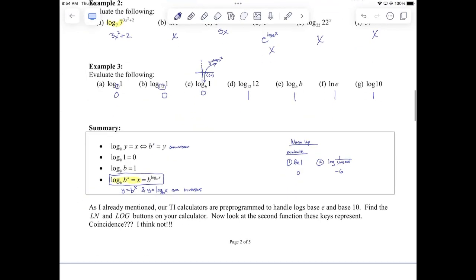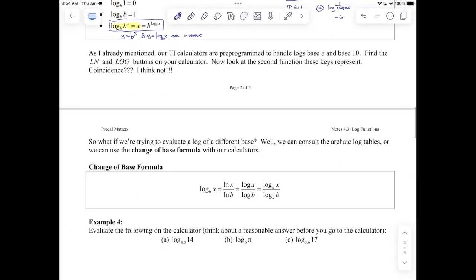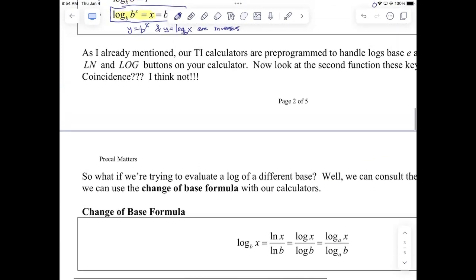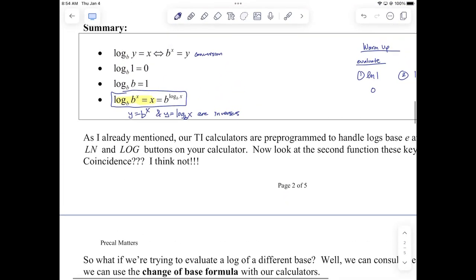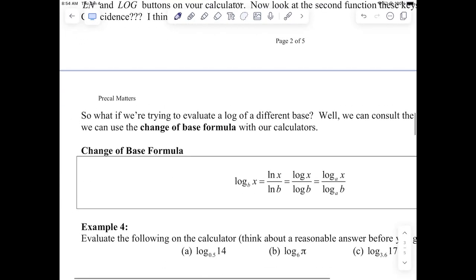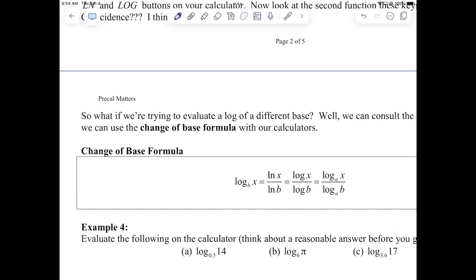Remember that? All right. Your calculator can handle two bases. Your calculator handles base e and base 10 directly. There's a button on the left-hand side of your calculator called LN, and there's a button right below it called LOG. So it's pre-programmed to handle base E and base 10. But what if we want to evaluate things that have different bases?